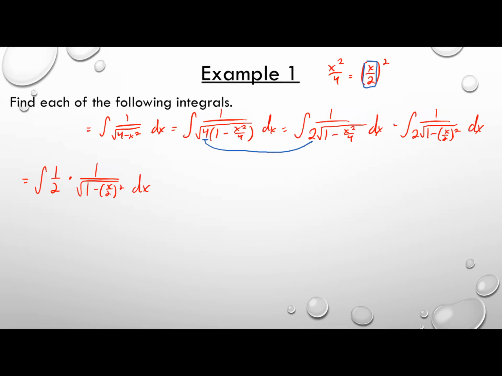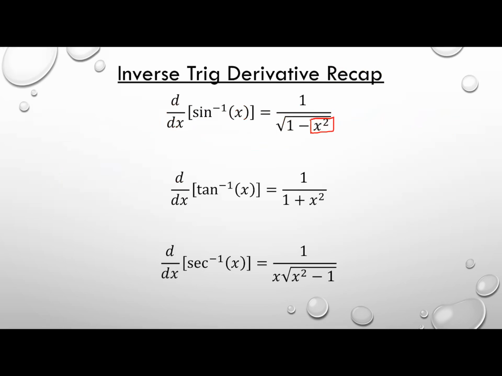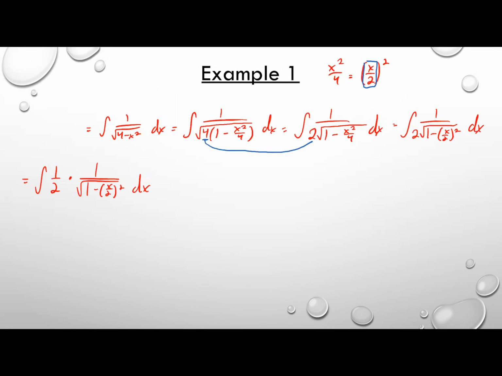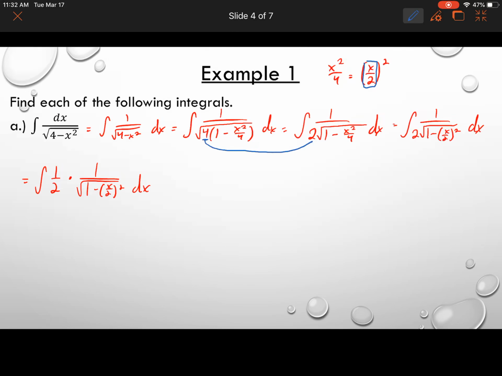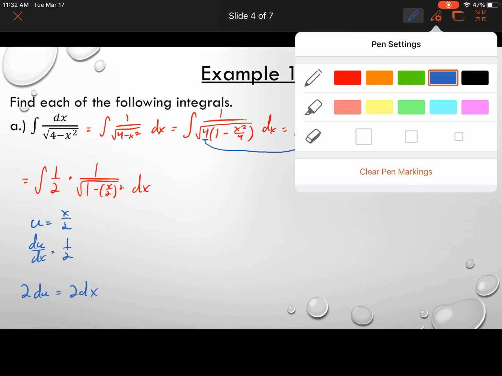Now, the problem is, and I know this is getting complicated, we want x squared, but we have x over 2 squared. So this is where we have to use the u substitution. So we're going to set u equal to x over 2. The derivative of this is just 1/2. So if I rewrite this in terms of dx, it'd be 2 du is equal to dx. So now we're going to make these substitutions.